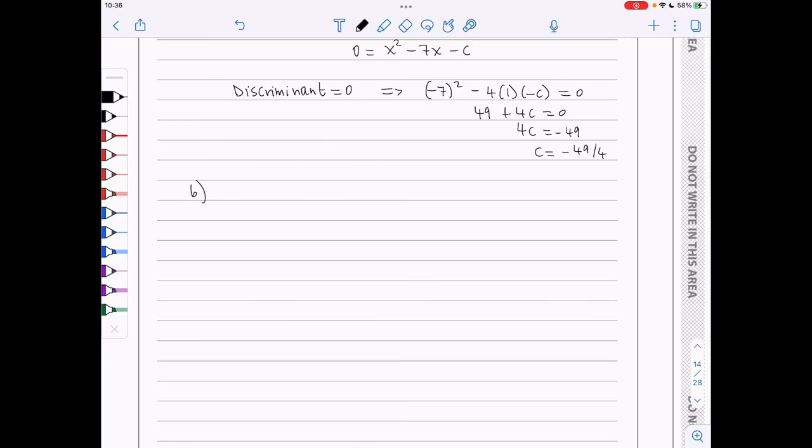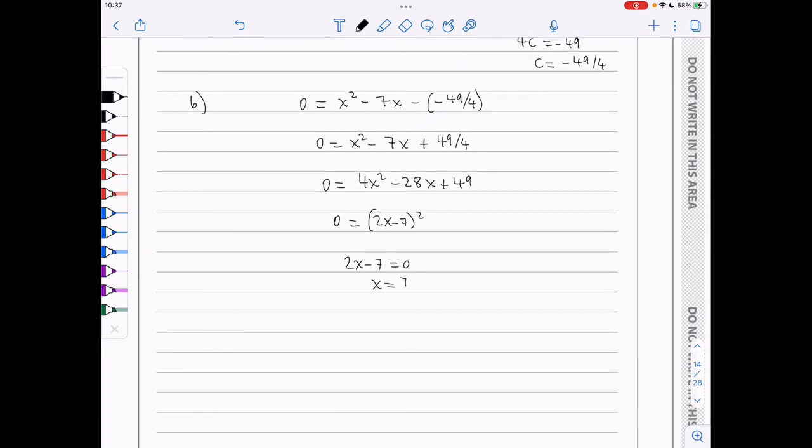So now that we know that c is minus 49 over 4, I will simply go back to this equation here, which was the result of equating the line and the curve, and replacing c with the value we just found. So this leads to this quadratic equation. So we've got that x squared minus 7x plus 49 over 4 is 0. I could multiply everything by 4 to get 4x squared minus 28x plus 49, which is a perfect square. It's 2x minus 7 all squared. So 2x minus 7 is 0, which leads to x being 7 over 2.